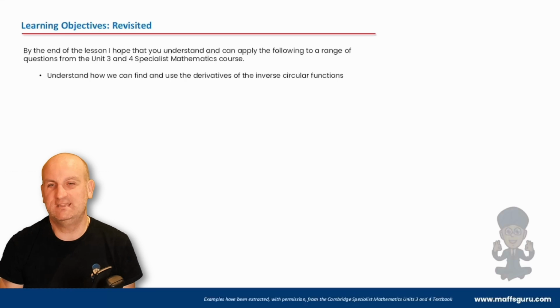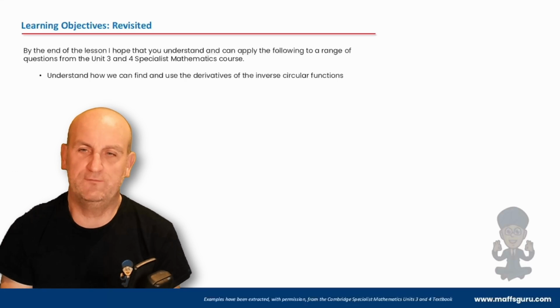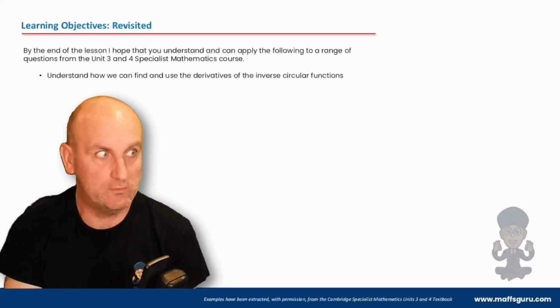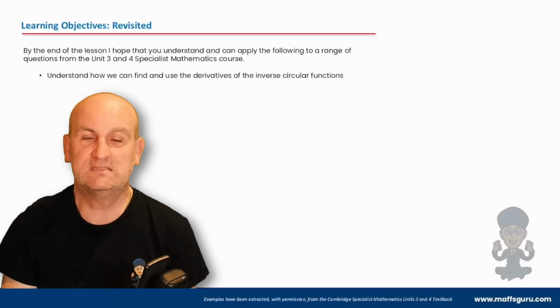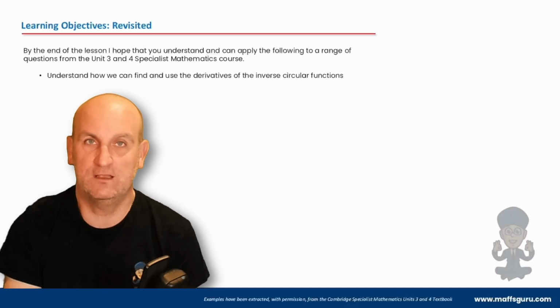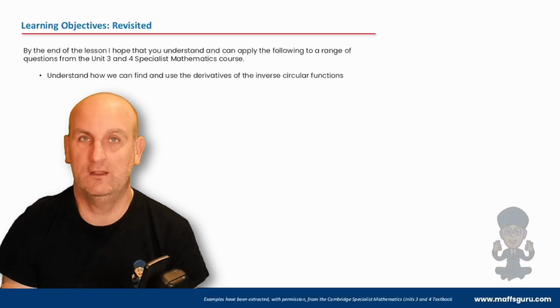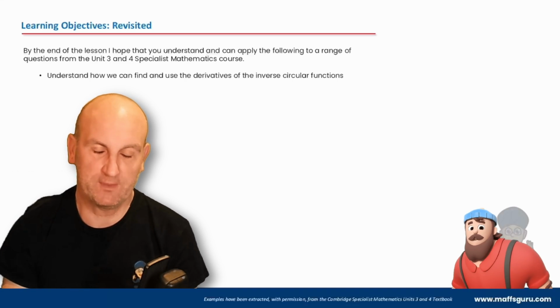Learning objectives revisited. Did we understand how to find and use the derivatives of inverse circular functions? Yes, we built on that previous knowledge. We realized that actually by having things in terms of x equals some sort of function of y allows us to differentiate so much easier. Hopefully you found that useful.